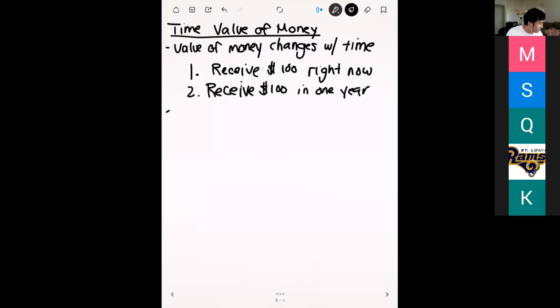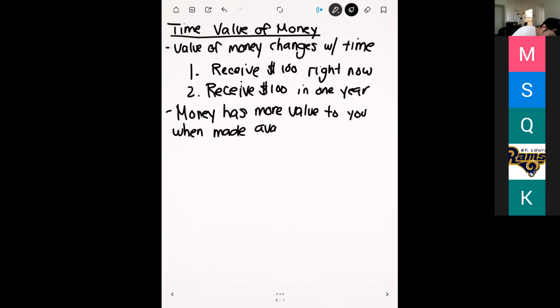And so that's the whole idea with the time value of money: any cash that you can possibly have has more value to you now, or sooner, rather than later. And so the best thing is if you can have cash that's available now. The reason for that is if you have the money available now, you can actually do something with it.